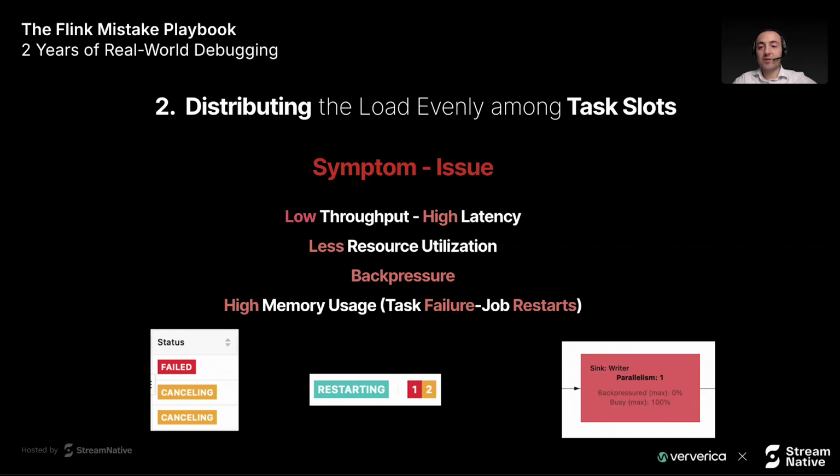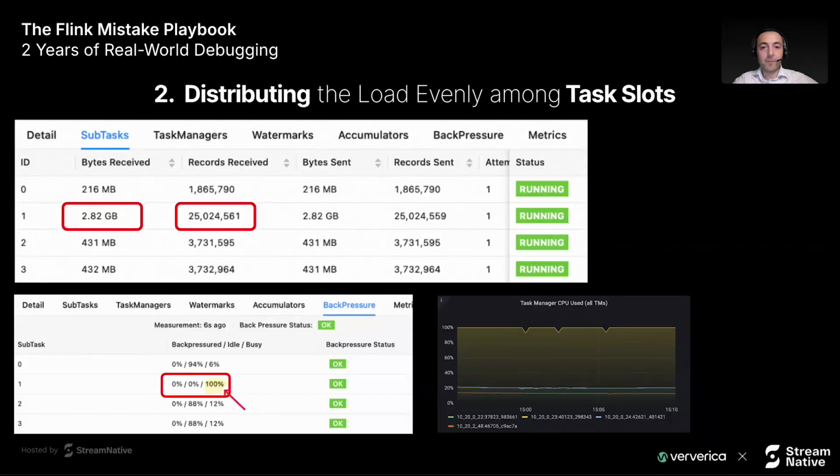These are some Flink UI states that you can commonly see, like failed, canceling, restarting operators. And some of the operators show red boxes, which show 100% busy states. So you can see in these screenshots that we have 4 subtasks, and some of the subtasks are having many more records than others.